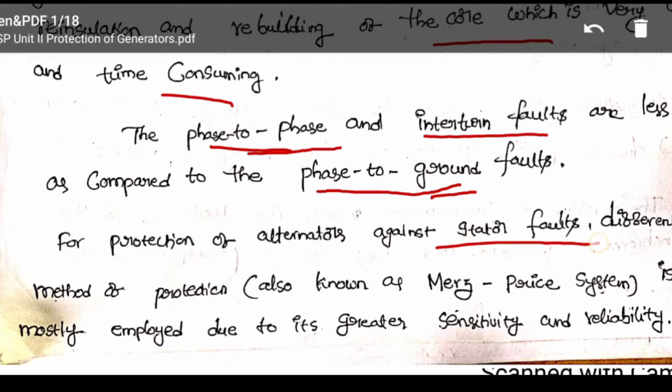For protection of alternators against stator faults, the differential method is used. Differential relays, also known as Merz-Price system, are employed and have greater sensitivity and reliability. What is a differential relay? The differential scheme of protection is employed by providing current transformers on both sides of the alternator.